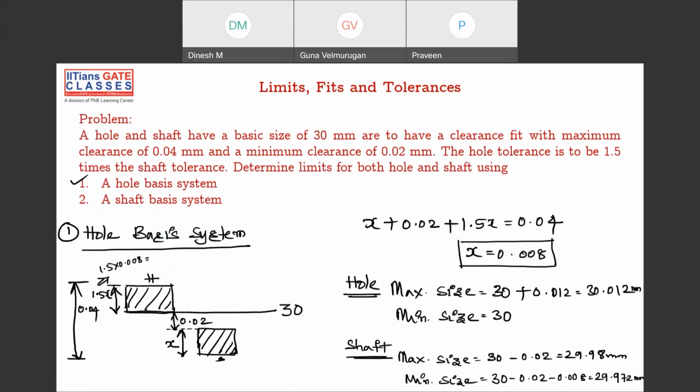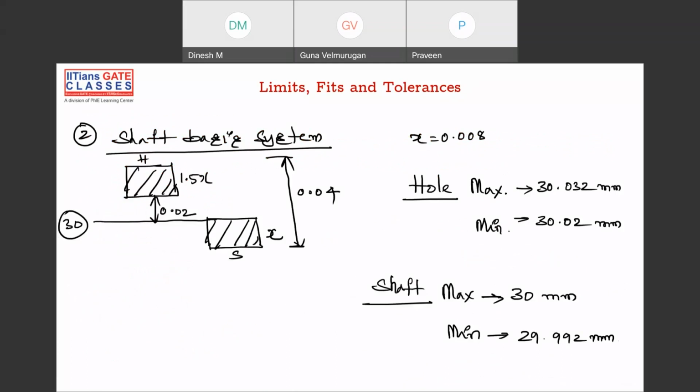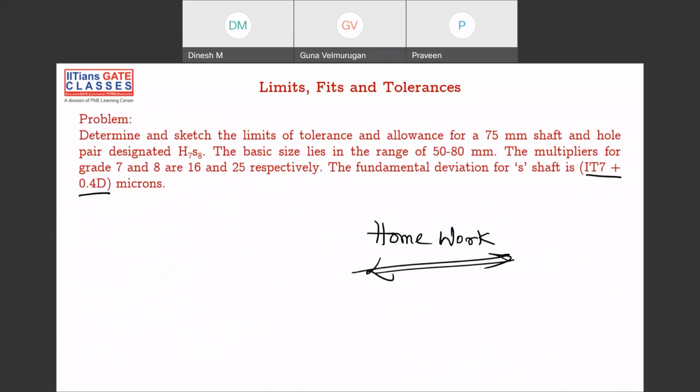Now there are some questions, but I'm not going to solve them here. I think that's it. That's the end of your limits, fits, and tolerances. Okay, fine. Let me close this.